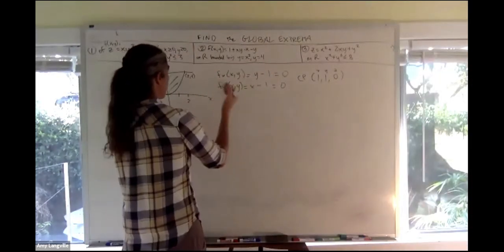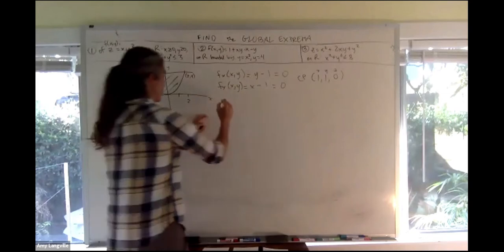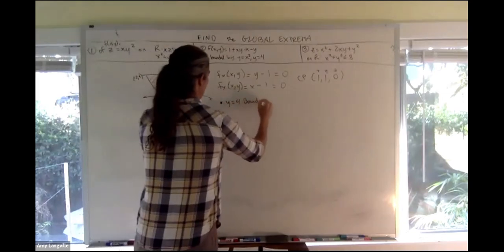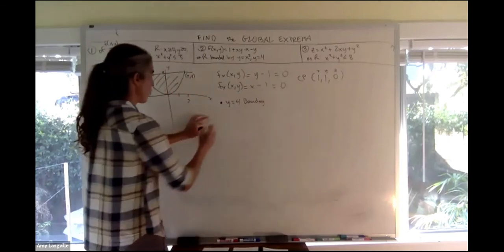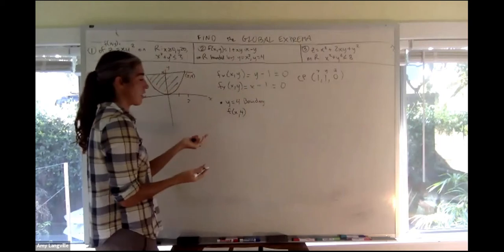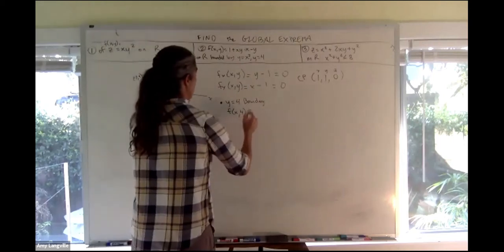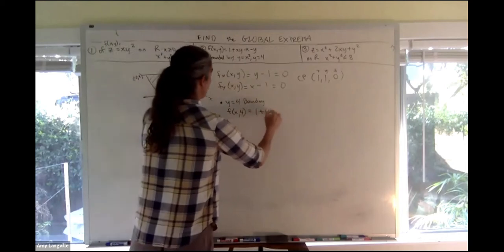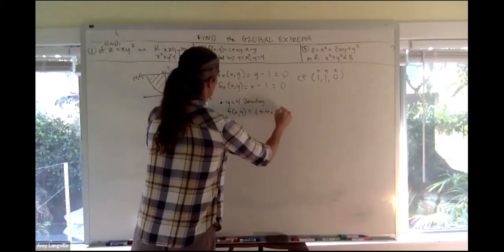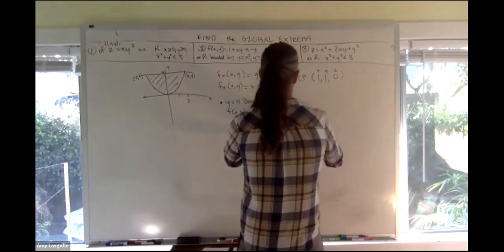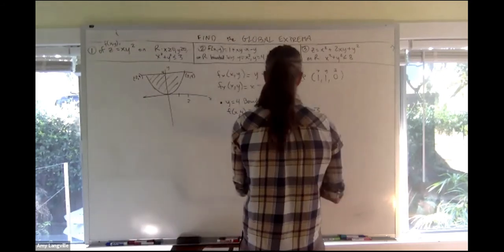Let's start with, there's really just two boundaries. Let's start with the y equals 4 boundary. When y is 4, our function f of x, y becomes f of x, 4, and really it just becomes a function of one variable, and that will be 1 plus 4x minus x minus 4, which is 3x minus 3. Is that correct?